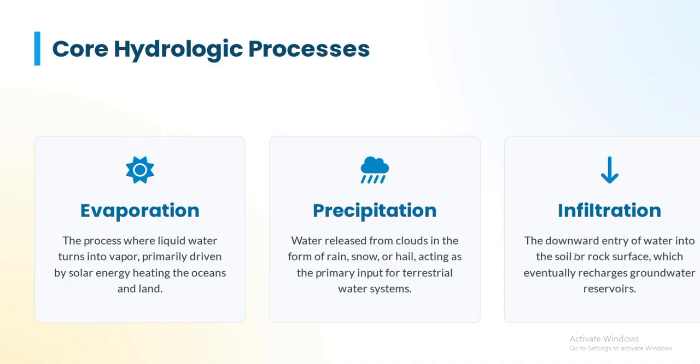We also have infiltration. Look at that arrow pointing down. The downward entry of water into the soil or rocks, which eventually reaches groundwater reservoirs. Well, they have to be permeable in order to get into the ground.